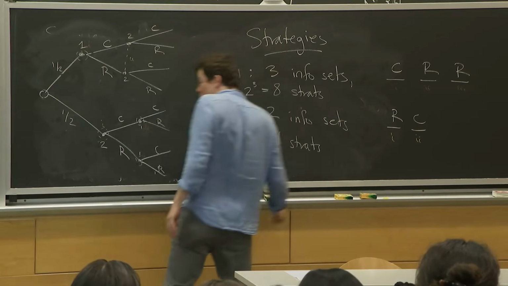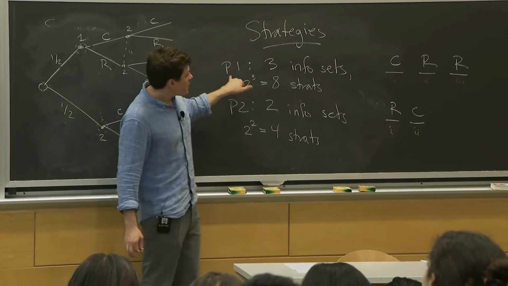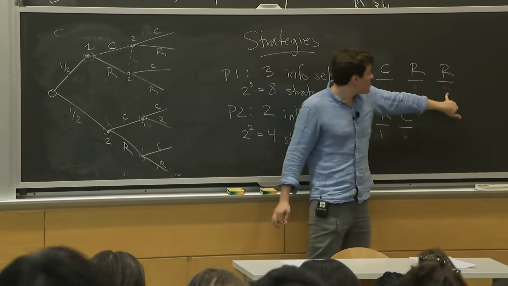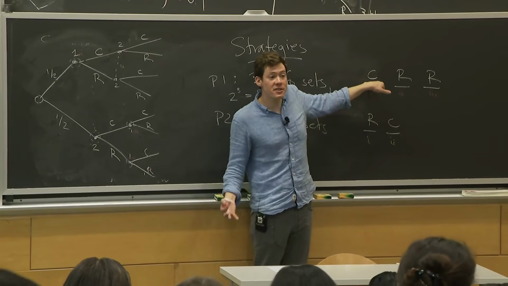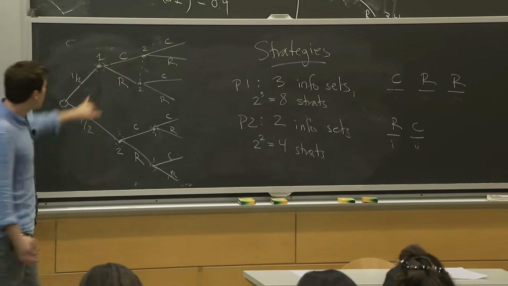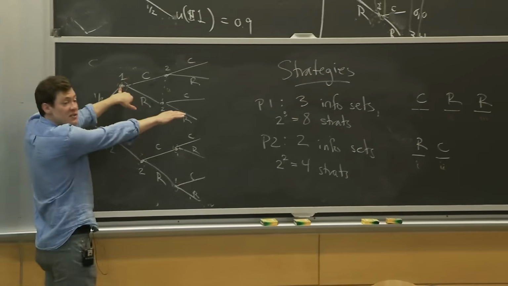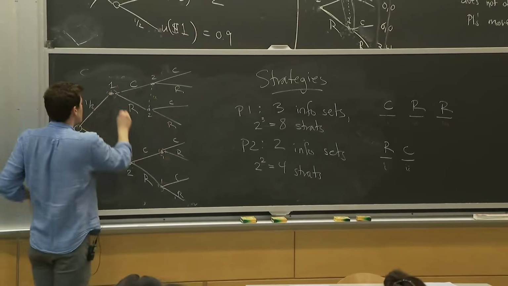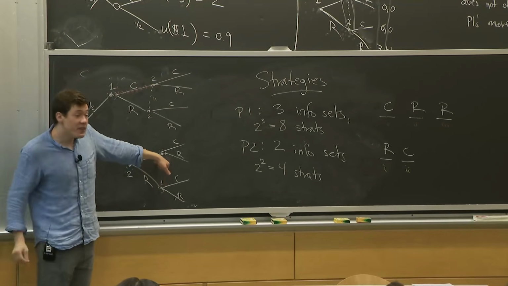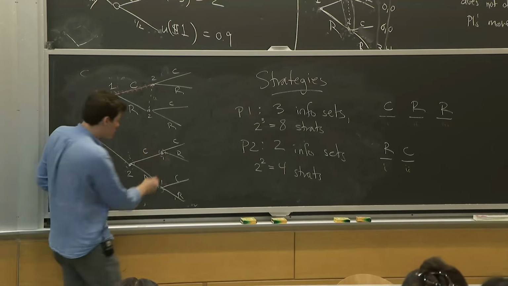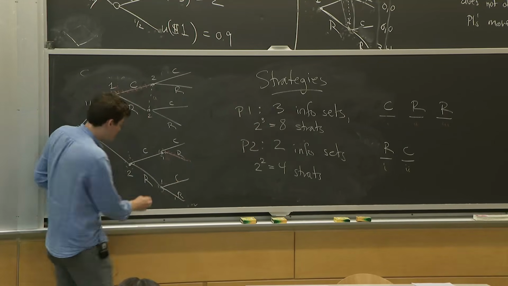So what's often helpful is, let me start with player 1, and I'm going to go to each of player 1's information sets, and I'm going to highlight the edge that the player would choose at that information set under this strategy. So information set 1 is here. If player 1 finds himself at this contingency, this strategy specifies that he chooses C. So I'm going to highlight this here. If player 1 finds himself at this contingency, he's going to choose R. And at this contingency, he's going to choose R as well.